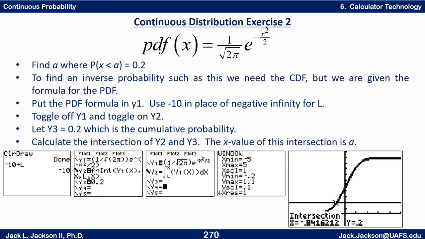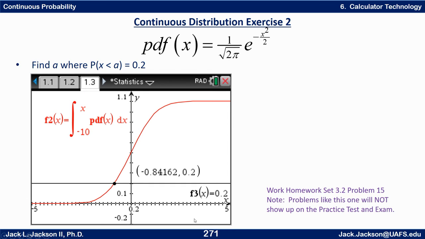Graph y2 and y3. Set up y3 like that. And then calculate an intersection. It may graph slowly, but eventually you can get it to be this, negative 0.84. You can do the same thing on the Inspire like that and work it out. You can also work it out on the Inspire with a solve.